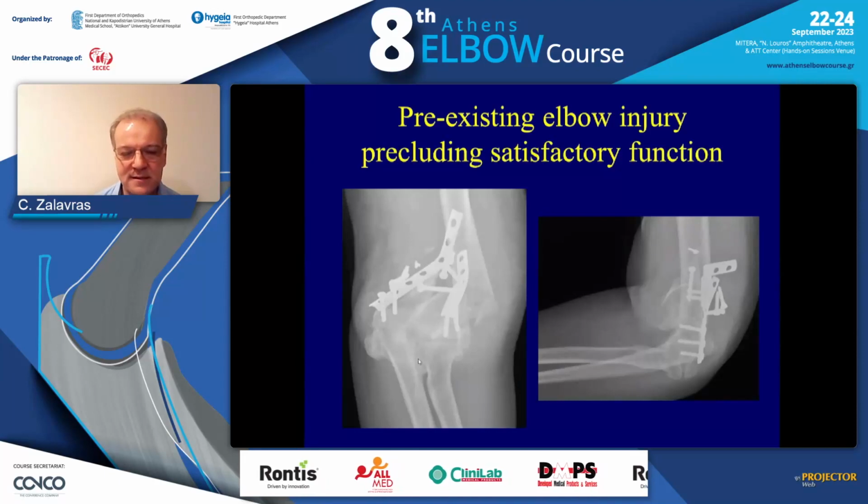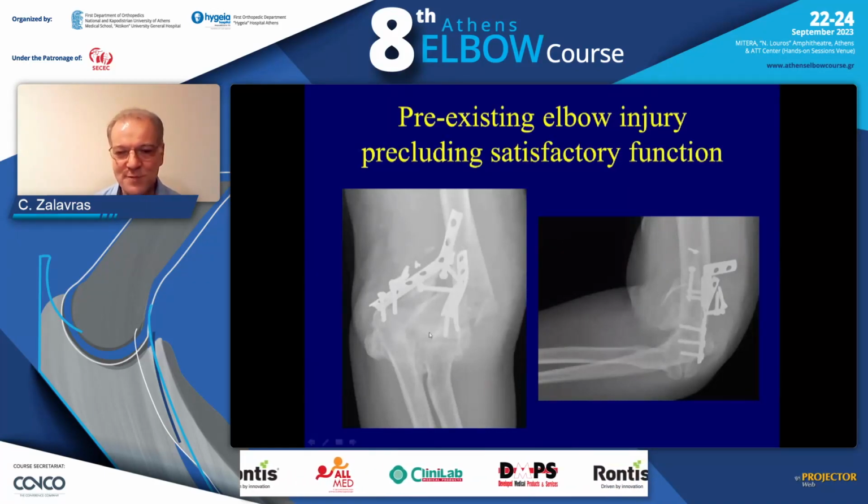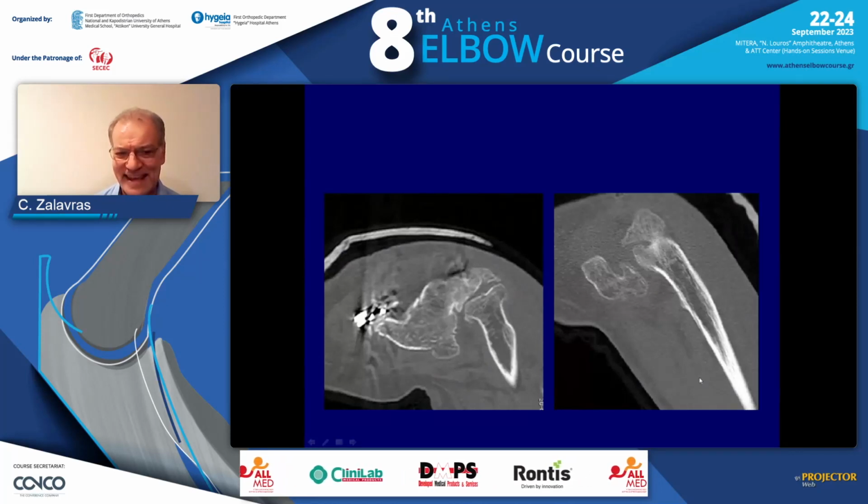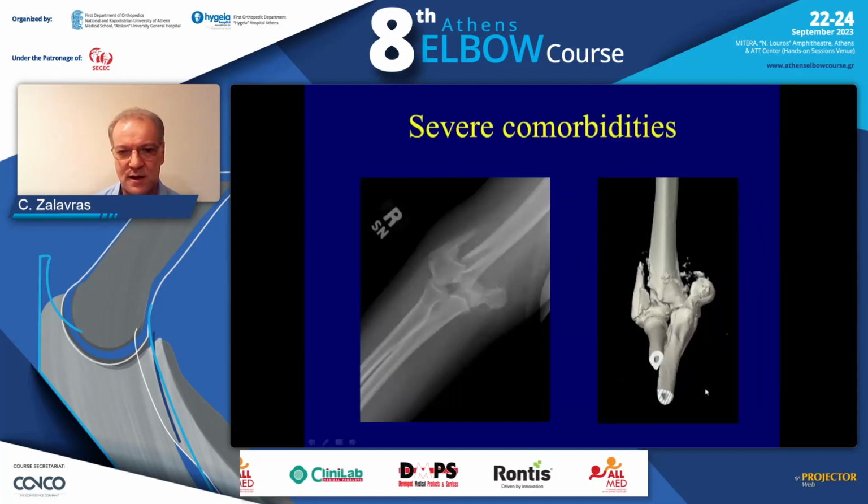And here is a patient that had this failed fixation. However, this patient also had a pre-existing childhood injury, and we can see the severe deformity of the joint. So in this case, he had limited pre-existing function of the elbow.